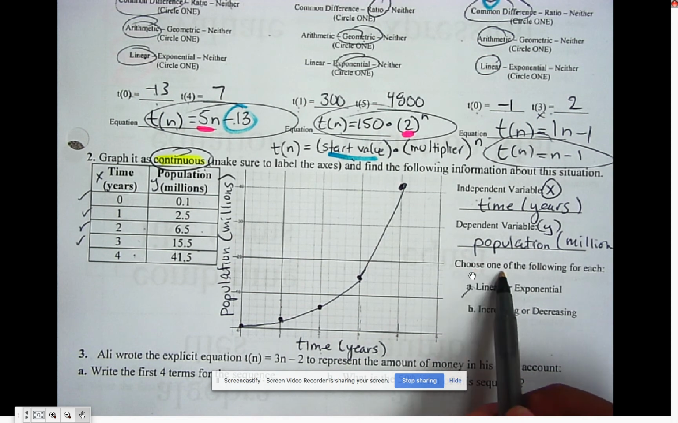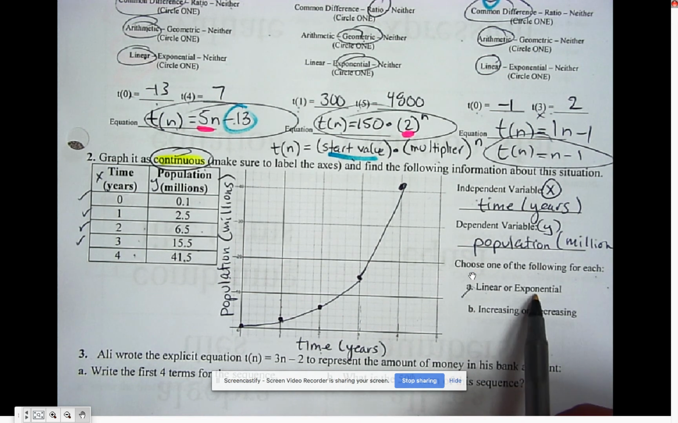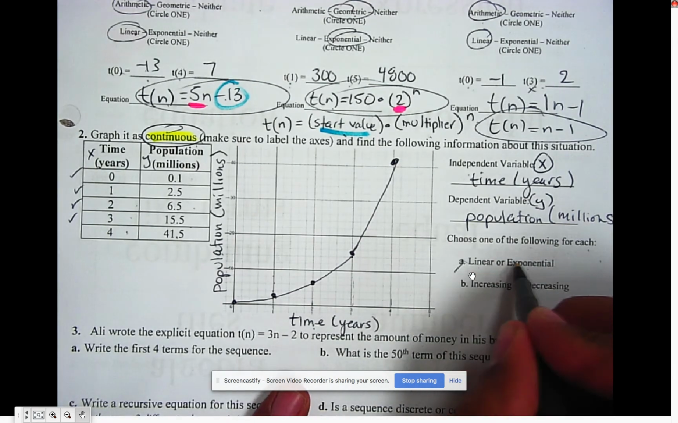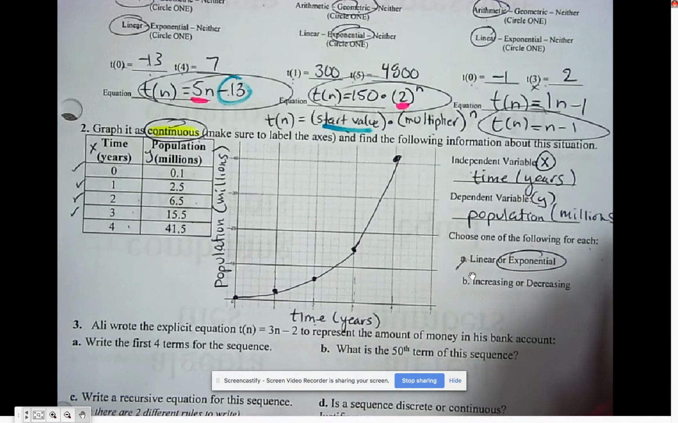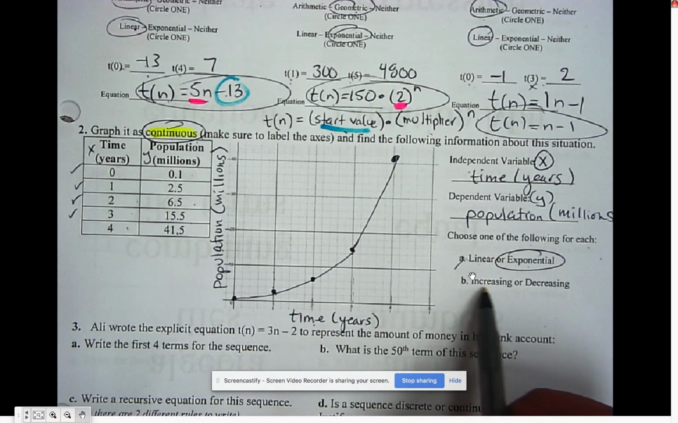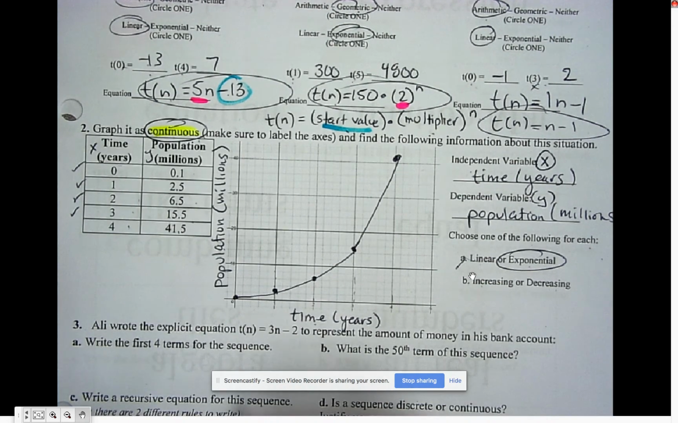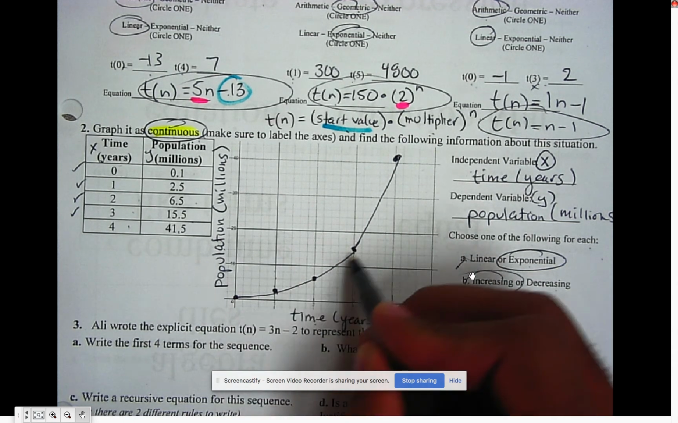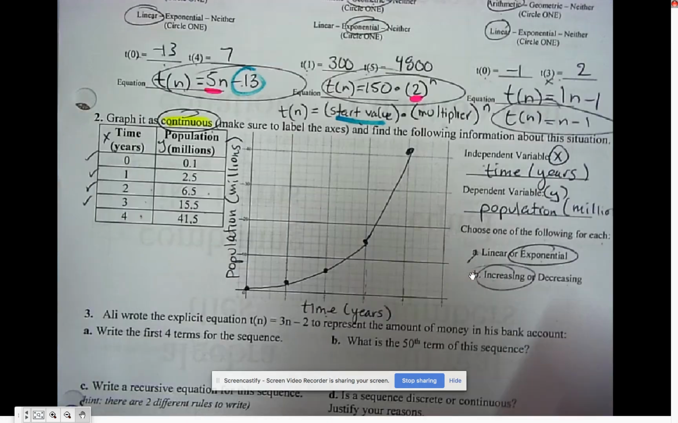Now choose one of the following for each. Is this linear or exponential? Well, linear, I know it's a straight line, kind of like the previous problem. So it's definitely curved, or sorry, exponential. And then is it increasing or decreasing? Well, this would be increasing because going from the left to the right, it's going up.